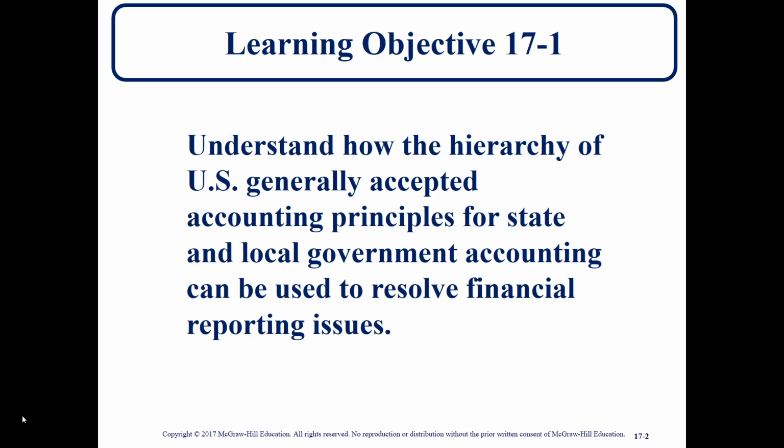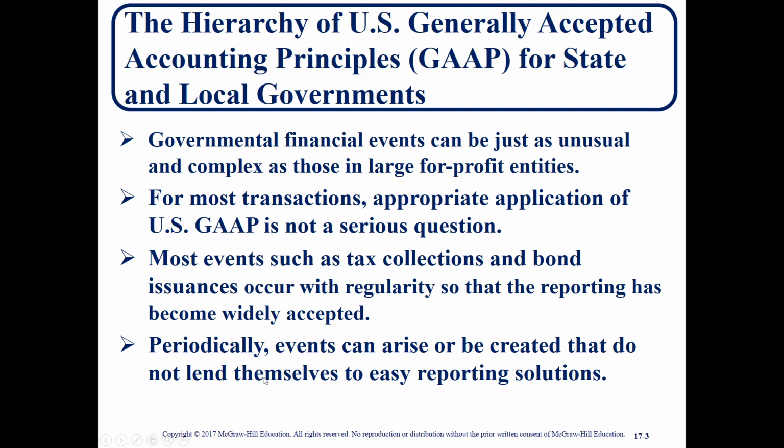Again, looking at this chapter, we're going to look at it from a theoretical basis. So let's talk about our first learning objective, and that first learning objective is understanding how the hierarchy of U.S. generally accepted accounting principles for state and local government accounting can be used to resolve financial reporting issues. So let's look at the hierarchy of U.S. GAAP for state and local government.